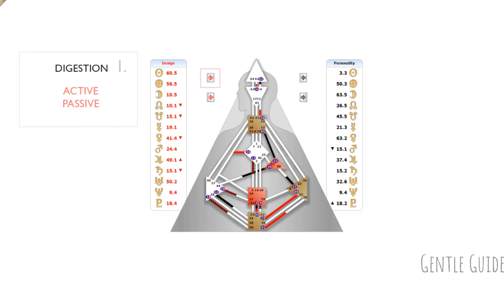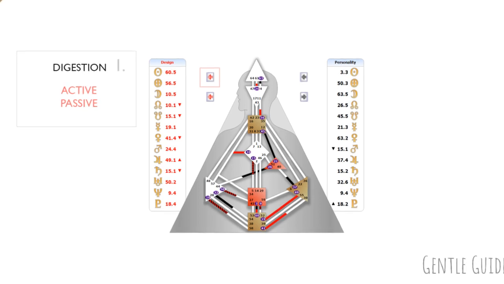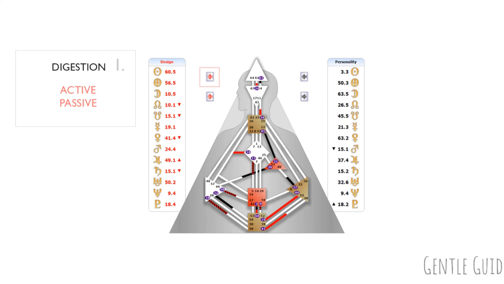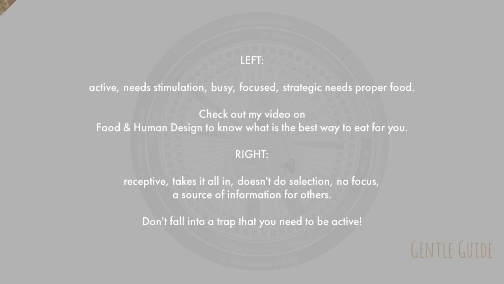If you have a left brain, this brain wants to be active. It constantly needs stimulation. It likes to be busy, and it also needs proper food. Here, I invite you to check my video on food and human design to know what is the best way to eat for you. The reason why this is important is that if you feed your brain the correct way, it will serve you because your brain is always on. It never stops. So it needs fuel.